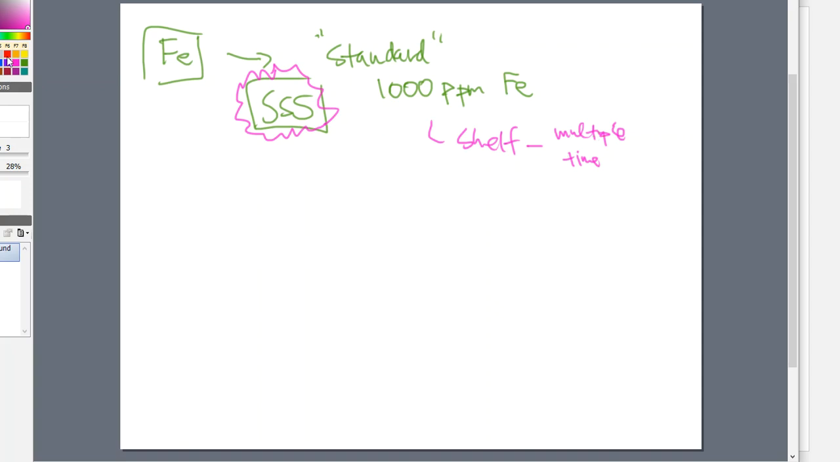All right, so what would happen is that maybe the SOP is going to give me some directions. And the SOP says, from your stock standard solution, take, I don't know, 10 milliliters of that material and dilute it to a total of 100 milliliters in a volumetric flask. All right, this is a prep step.